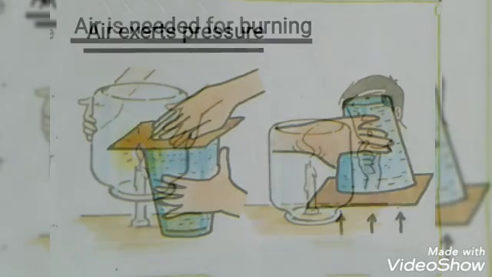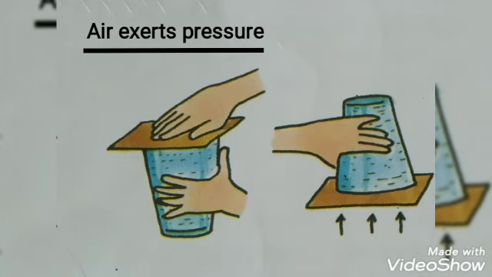Next is air exerts pressure. Fill a glass with water. Take care that there are no air bubbles in the glass. Cover the glass with a thick card. Put your hand over the card and invert the glass quickly. What happens? The water does not fall because the air presses the card upward from below. This shows that air exerts pressure. Air exerts pressure in all directions.